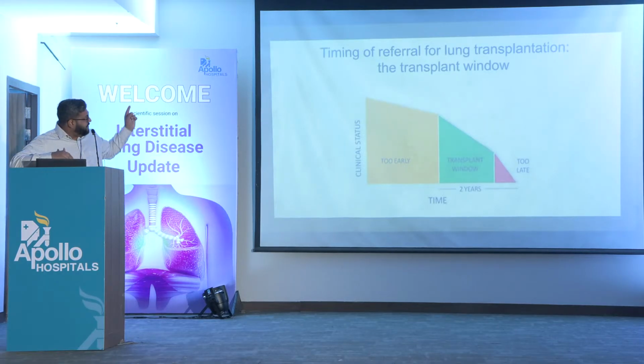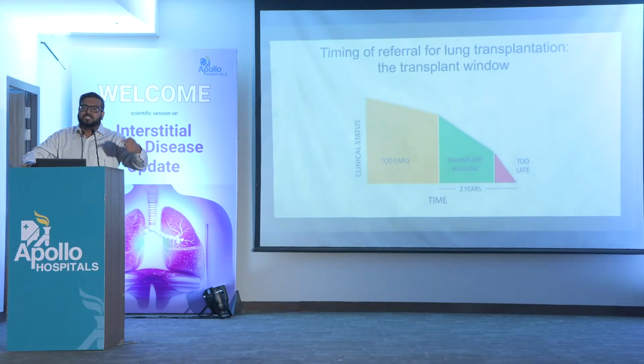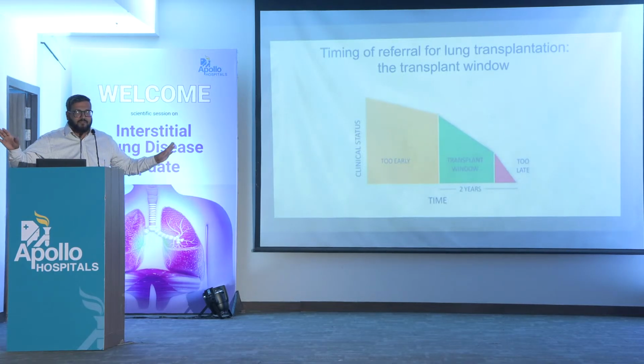Now, usually if you just trace the path of respiratory disease progression, sometimes it can be stable, sometimes it can just go down. So there is always a confusion. The confusion is, when exactly should a patient undergo a lung transplantation? So look at this diagram.